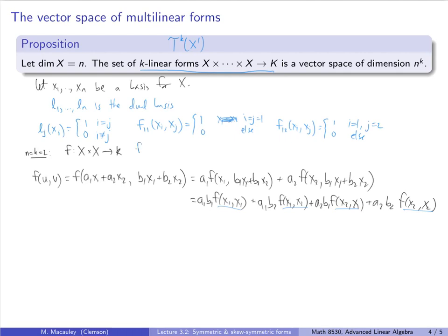Now we have f21 of xi and xj, so this is going to be 1 if i equals 2 and j equals 1 and 0 otherwise. So if x2 and x1 go in here, I get 1, otherwise I get 0. And then f22 of xi and xj, this is going to be 1 if i and j are equal to 2 and 0 otherwise. Okay, so I claim that this is a basis of my set of bilinear functions.